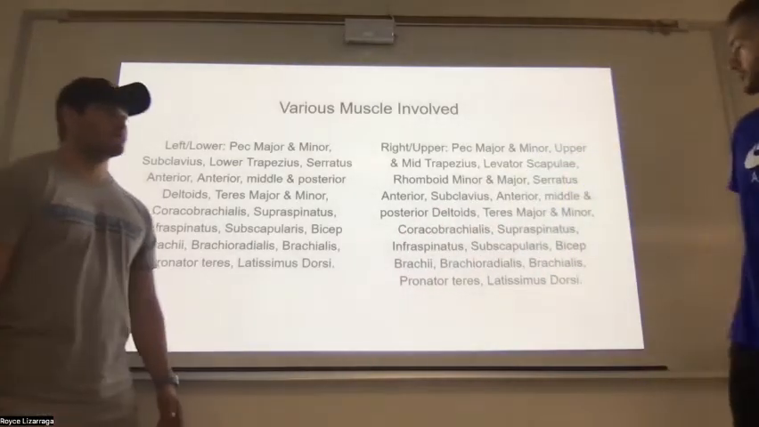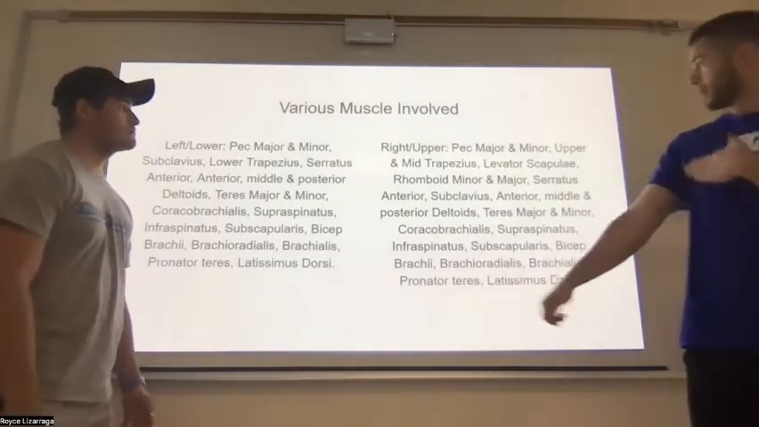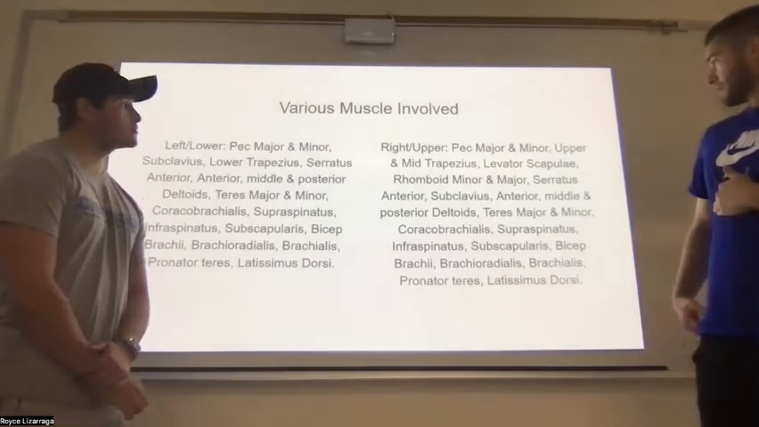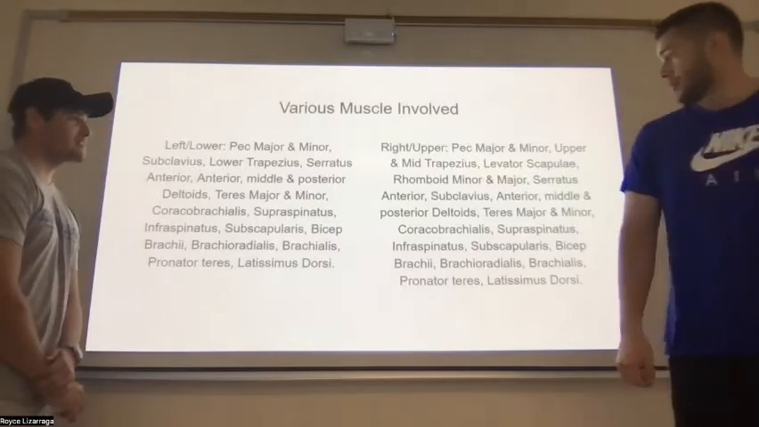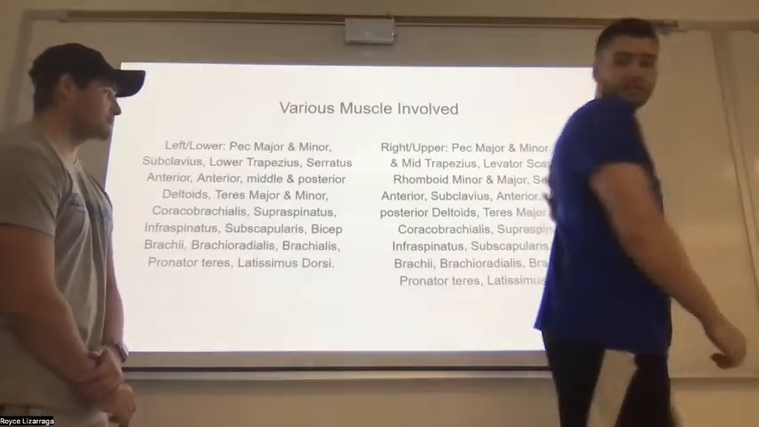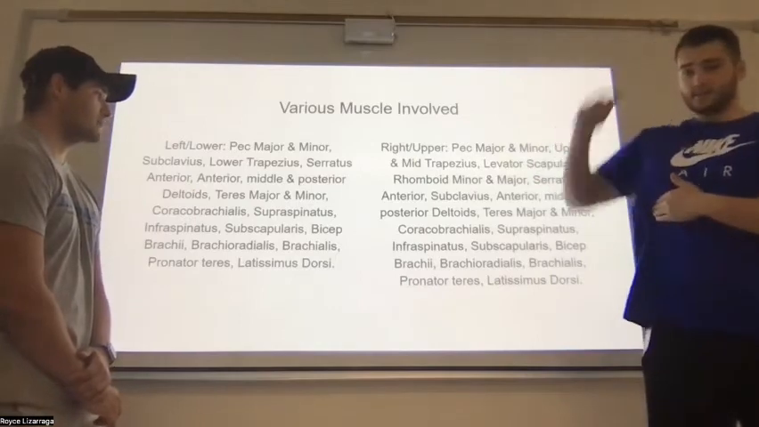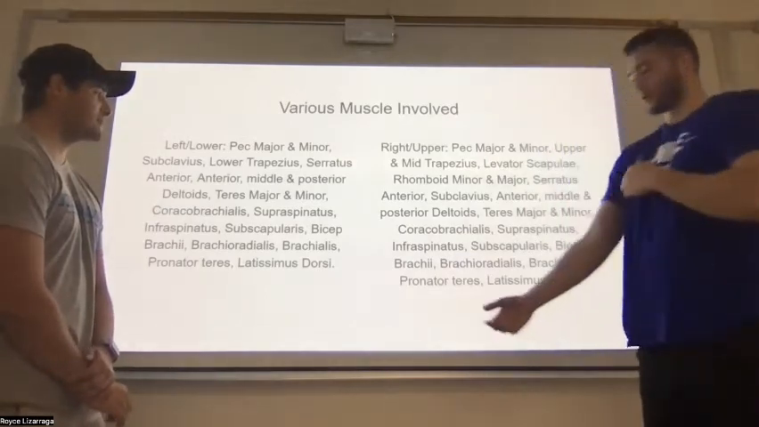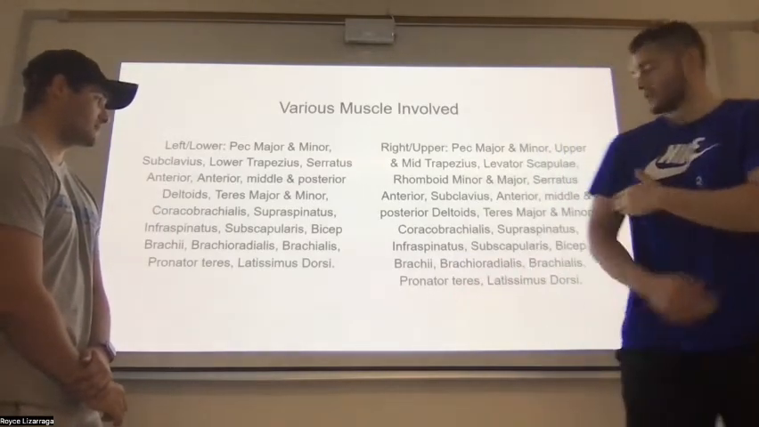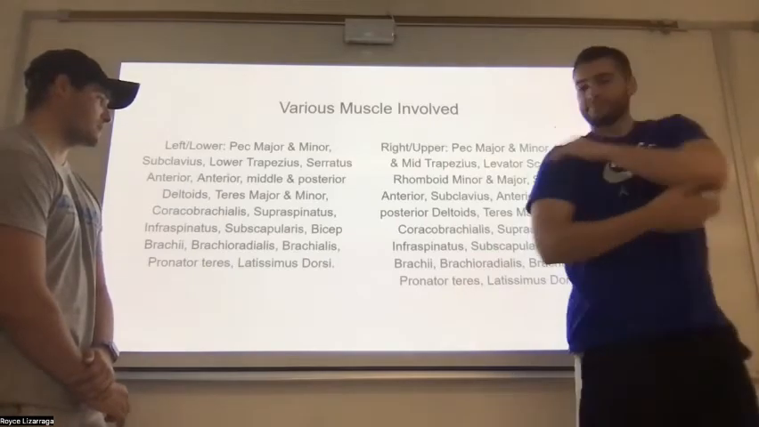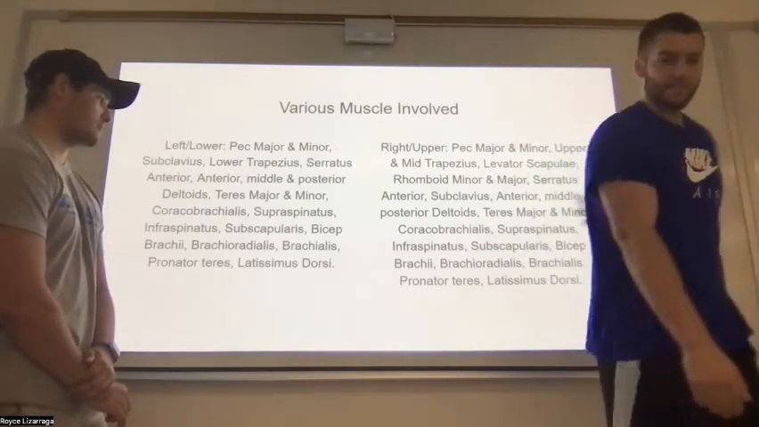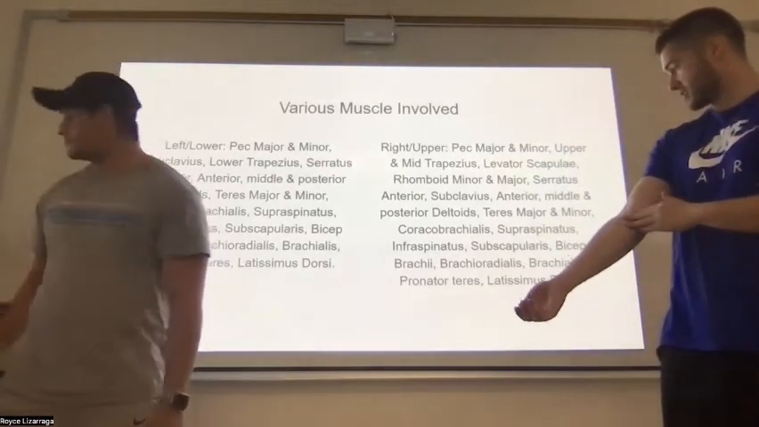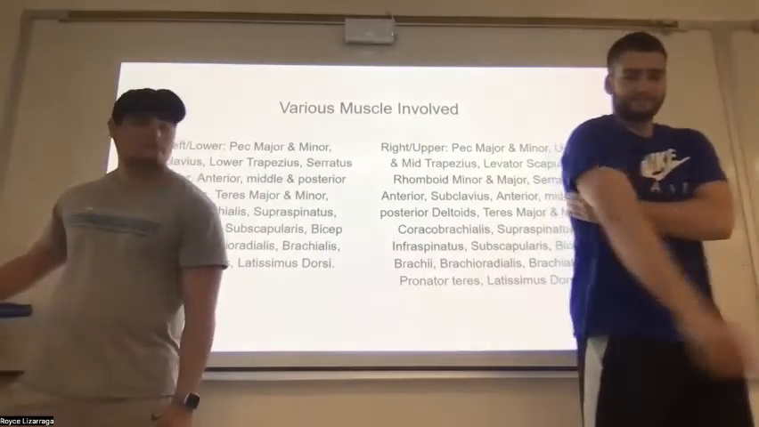On the right side, we have most of the same: the pec major and minor, upper and mid trapezius, levator scapulae, rhomboid minor and major, serratus anterior, subclavius, teres major and minor, coracobrachialis, supraspinatus, infraspinatus, subscapularis, biceps brachii, brachioradialis, brachialis, pronator teres, and again, latissimus dorsi.